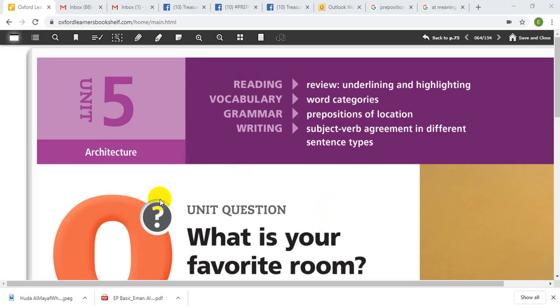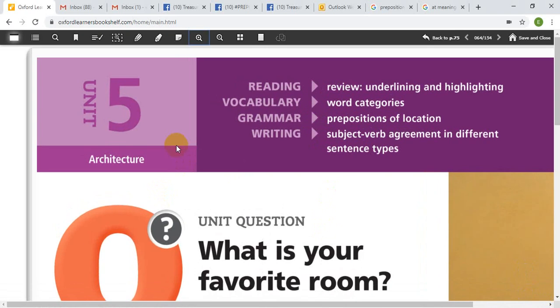Today we are going to start with Unit 5, that is about architecture. Now, in Unit 5, we are going to look at the reading. You're going to review underlining and highlighting skill. If you remember, in the last unit, we practiced and we learned this skill. We're going to look at the vocabulary. We're going to look at word categories, like you're going to find out which word belongs to which specific group or which specific category. This is about architecture.